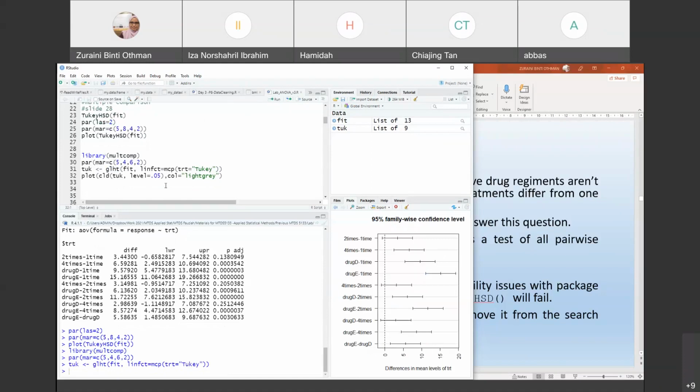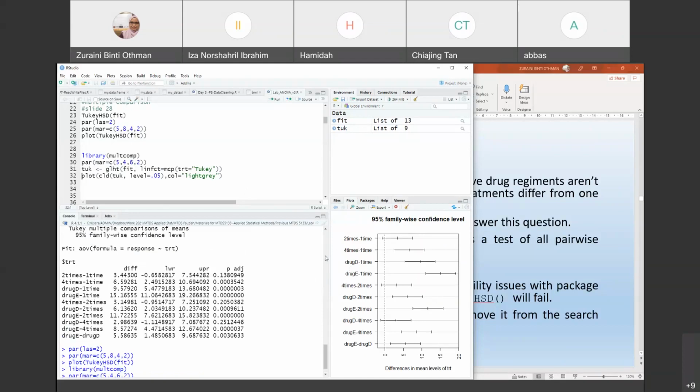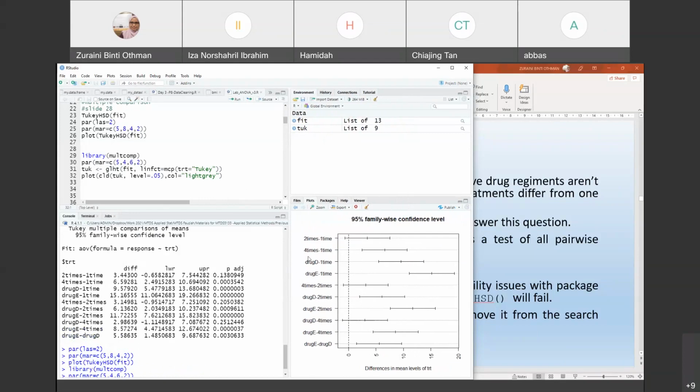Okay, this is by using TukeyHSD fit. Now we get this kind of table. This table represents the interaction between 2 times and 1 time, the interaction between 4 times and 1 time. You want to know the interaction. Okay, here.